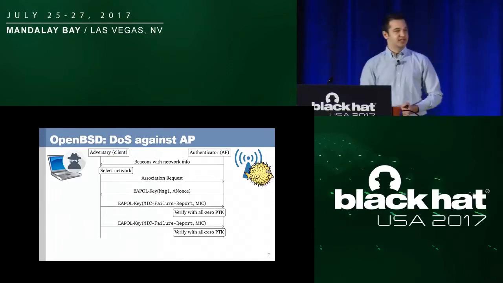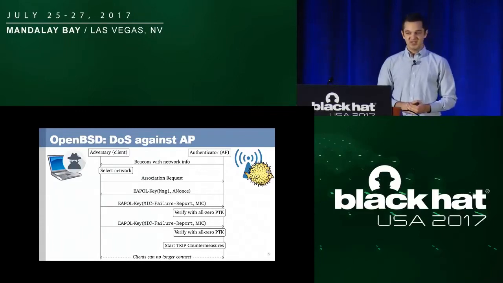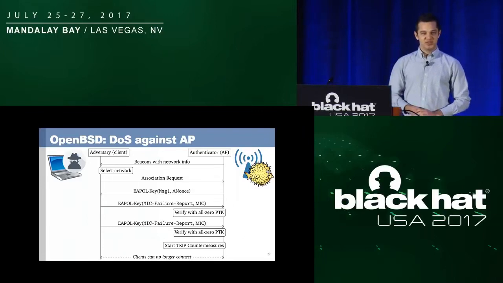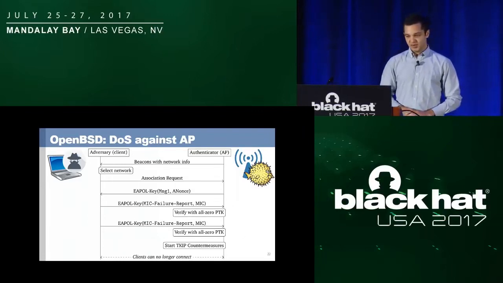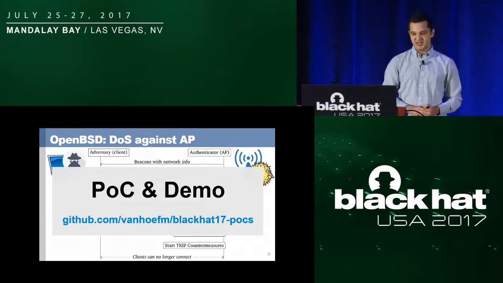And if we then send that message again, the access point will have received 2 MIC failure reports, and it will start the TKIP countermeasures. And in case of OpenBSD, these countermeasures last forever. The only way to stop it is to reboot the access point. So to be clear, this has already been patched by OpenBSD. And I'm now going to try to give a demo of this attack.